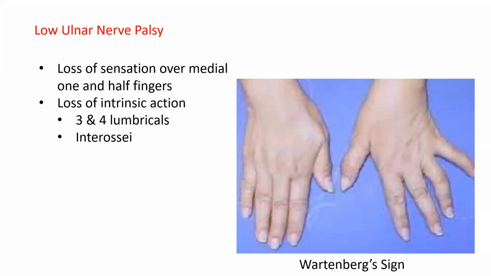And what is Wartenberg sign? Because the abductor digiti minimi action is lost, whenever you ask the patient to keep the hand like this, the little finger alone will be out. And here is one characteristic complaint by the patient. Whether the patient is male or female, whenever they try to insert their hand into the pant pocket, there should be full adduction of all fingers, right? Suppose the little finger alone stands out, whenever the patient tries to insert, consider this is the pocket, okay? They should be able to insert like this. If the little finger stands out, they won't be able to.